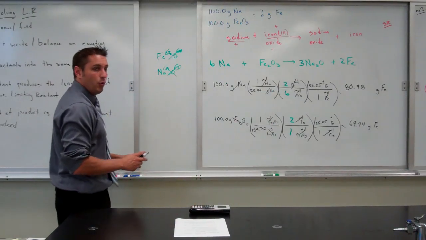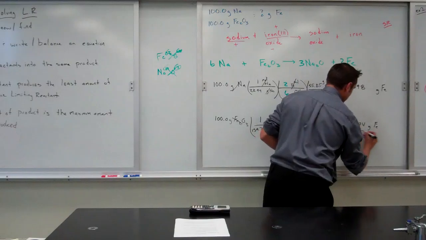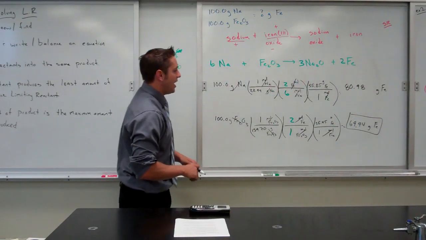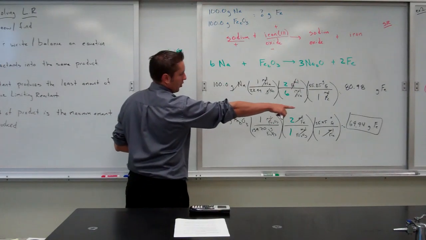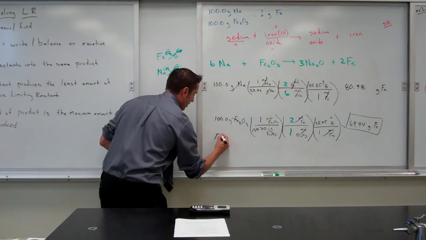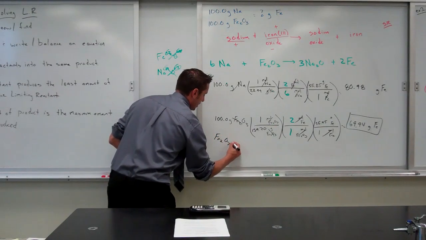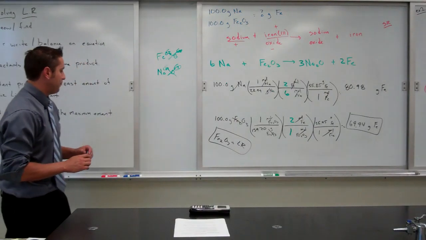So, how much iron will I actually get? It's always the smaller of the 2 values. So I'll get 69.94 grams of Fe. What is my limiting reactant? Whatever started the bracket problem that got me the smaller one limits me. So Fe2O3 is the LR. That means it gets totally used up.